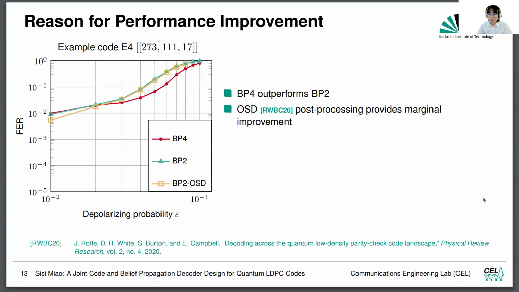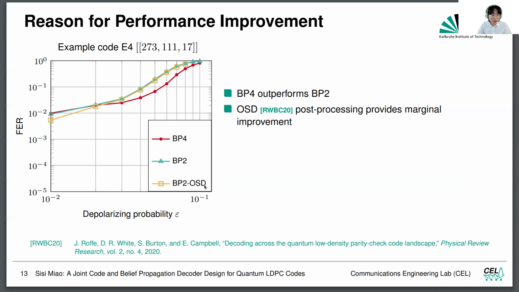So we also want to give you some insights on why Camel is behaving so well. We can look at one example code, which is one of the EG codes that we constructed. First of all, we want to compare BP2 and BP4 without any modification. We directly decode without using the ensemble decoder. Then we see that BP4 is slightly better, but they converge around this floor area.